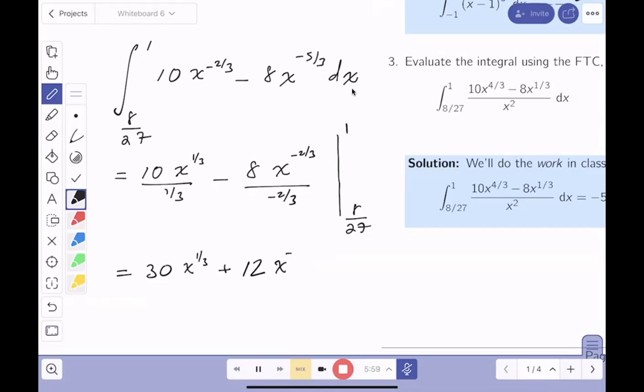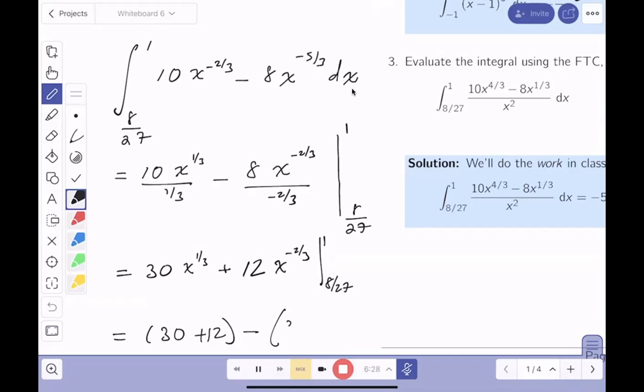X to the minus 2/3. Limit integration 1 and 8/27. Let me stop for a moment, see if I did okay. And again, I'm looking at that. That would give me plus 4 times 2. Yeah, look at it. The 1's a gift. So I get 30 plus 12 minus this lower limit. And let's see if I can put that down.